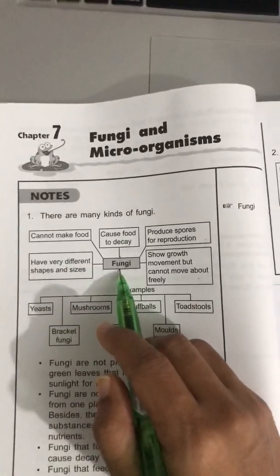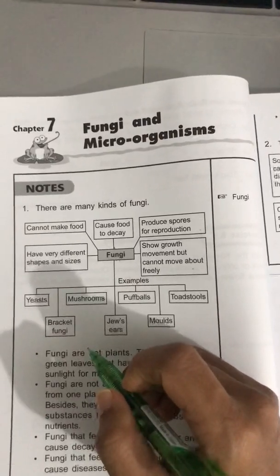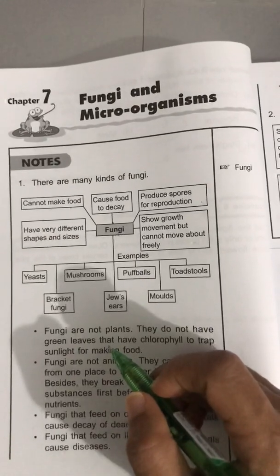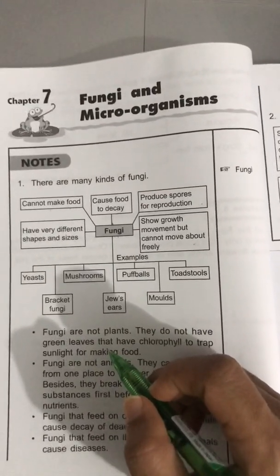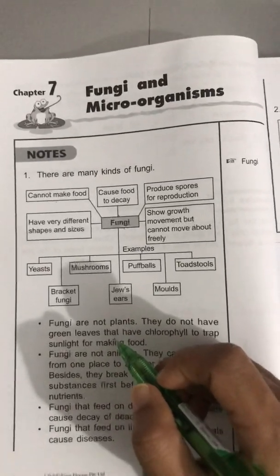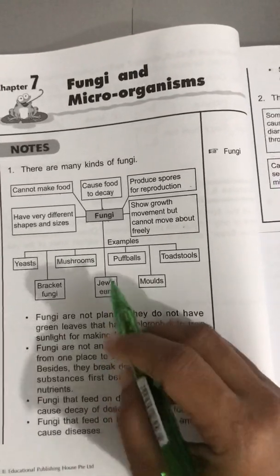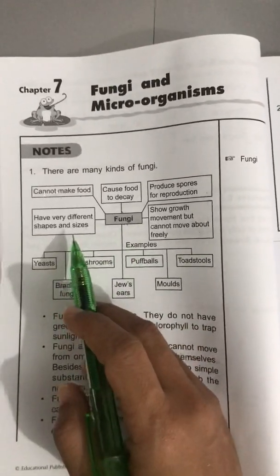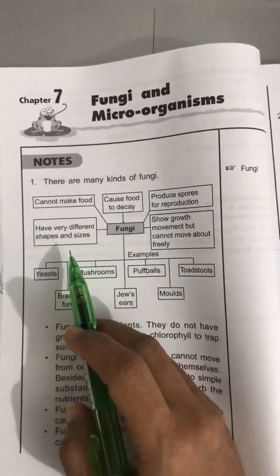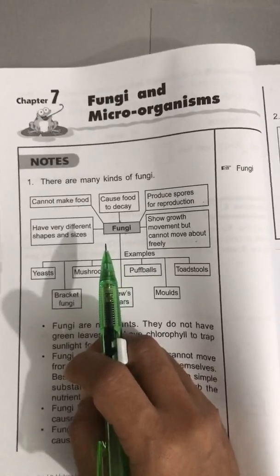The characteristics of fungi, the first one, they cannot make their own food. The second one, they grow from spores. Okay? And the third one, fungi feed on dead or living things by decaying them. Fungi themselves have different shapes and sizes. Some fungi are small and big, and some are edible, and some other fungi are inedible.